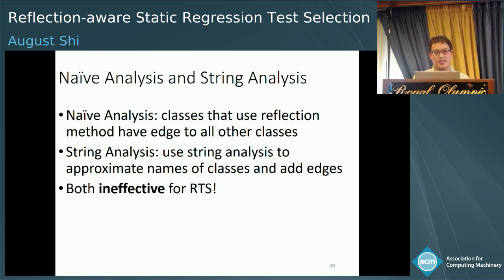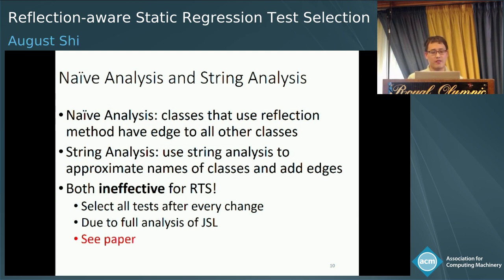Unfortunately, both of these analyses prove to be extremely ineffective for RTS. I say that because they select to run all tests after every change. So it's basically running all the tests every time, which is not helping our goal to speed up testing. Naive analysis, as you might expect, is very over-approximate. And string analysis also becomes as over-approximate as naive analysis because we have to analyze the Java standard library. I don't have time to go over the exact details about why this is a problem. Those can be found in our paper.